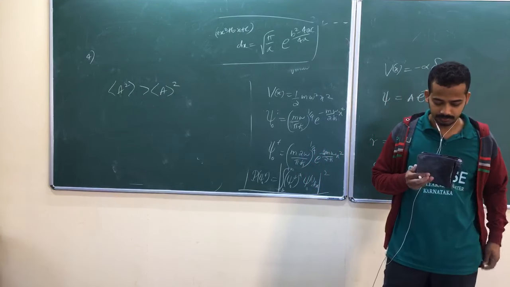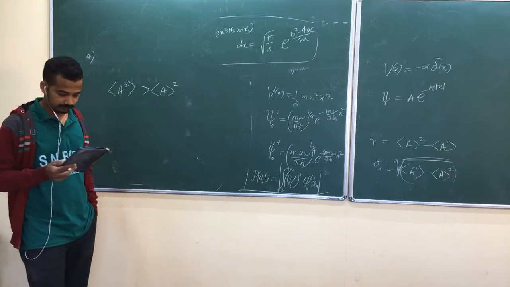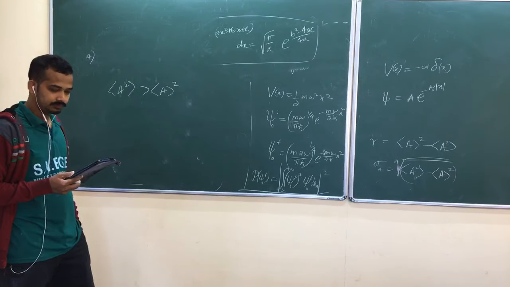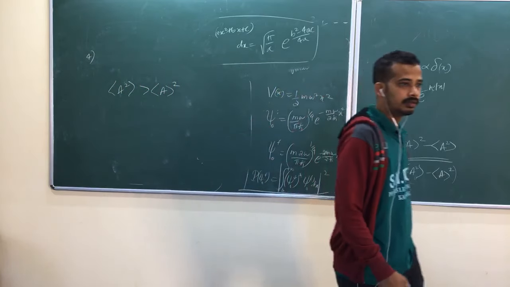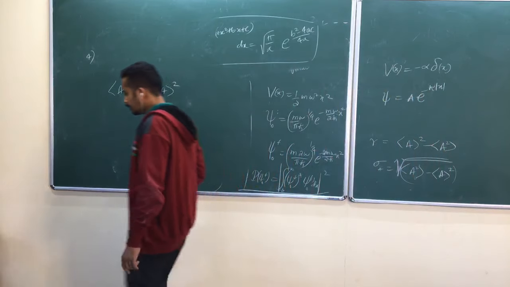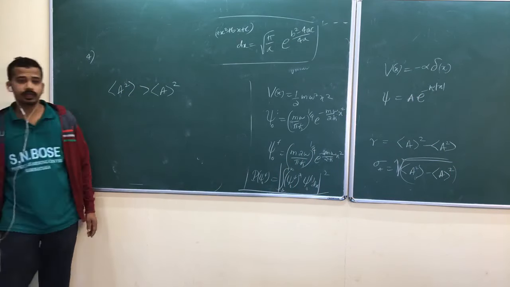Now, how do you choose between A and B? Either A or B. Now, look at here. He said E is less than V. A bound state means E should be less than V of x on both sides.